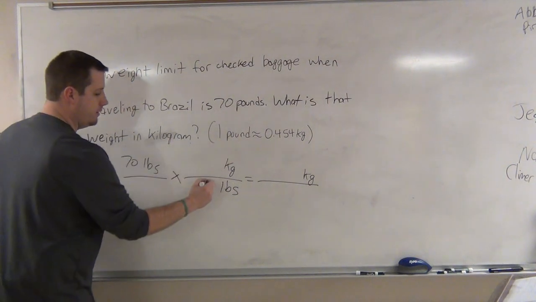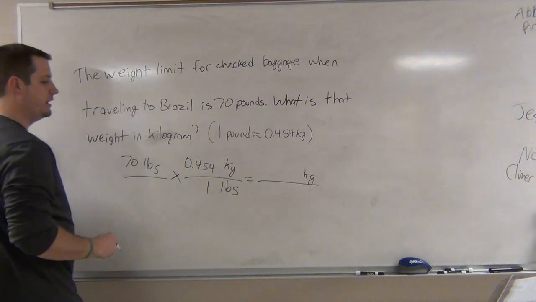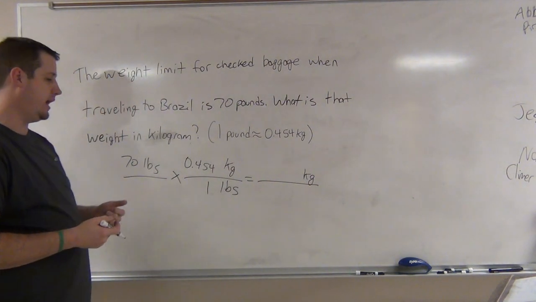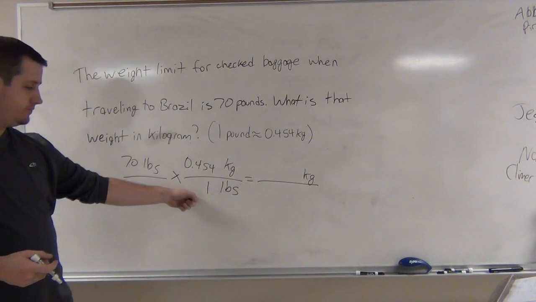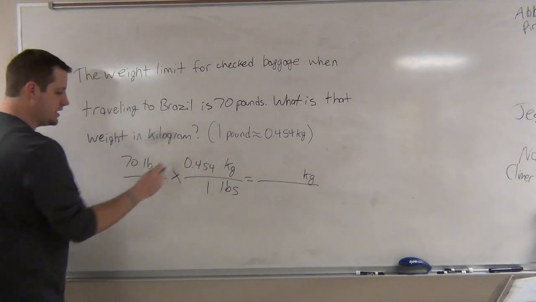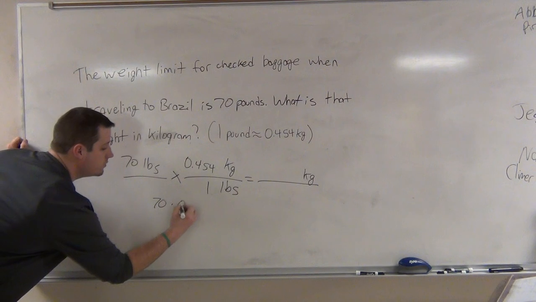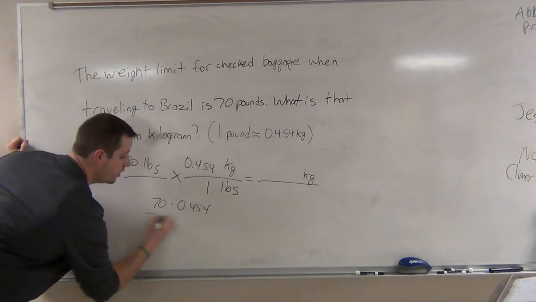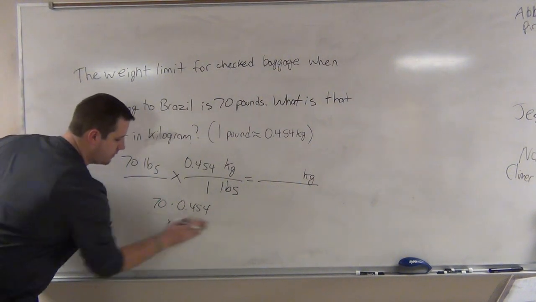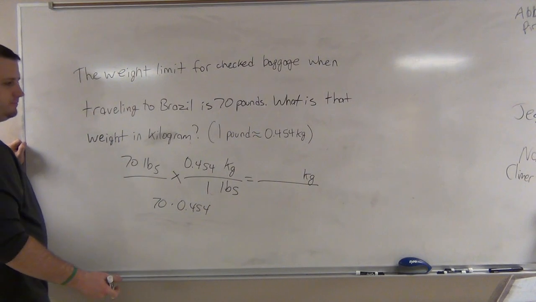Well, the pound is 1. The kilogram is the 0.454. Just like I told you in class on Friday, or at least one of the students in the class told us on Friday, when there's a 1 on the bottom, all I have to do is multiply. Because if I'm doing top times top and bottom times bottom, I end up with 70 times 0.454 over 1 times 1. And of course, that's not important to me because 1 times 1 is 1. So all I have to do is solve this question.